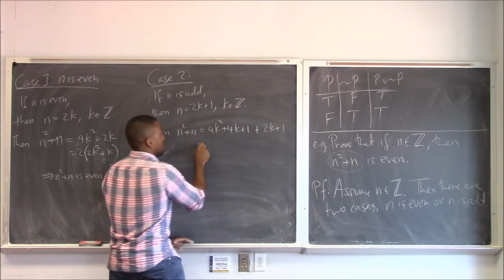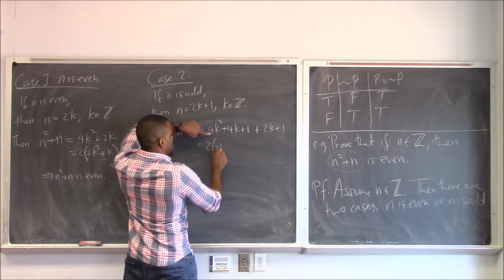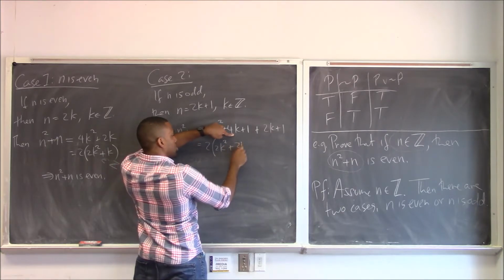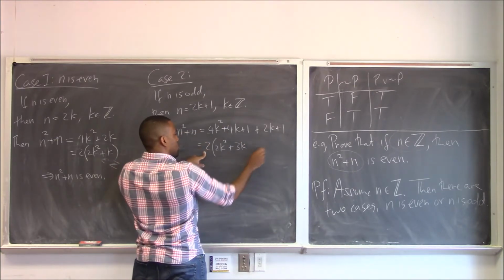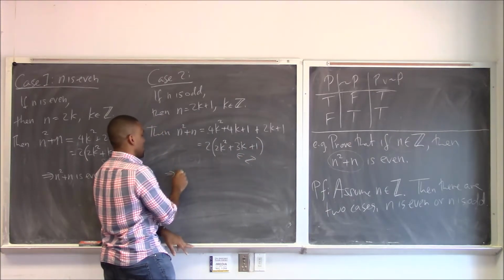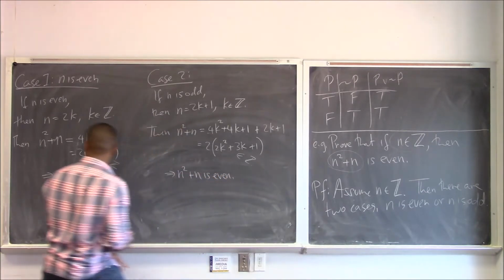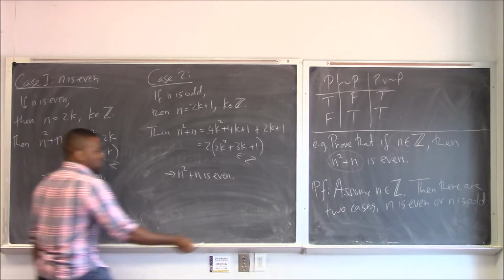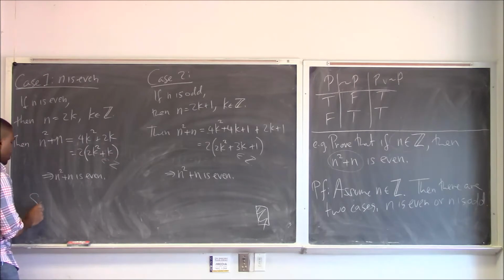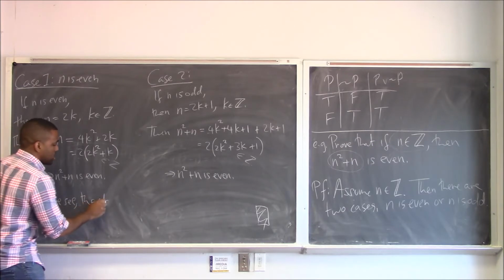And I'd be able to factor out a 2 here. So this is 4k squared, that's 2k squared. This would be 4k plus 2k, which is 6k, so that's 2 times 3k. 1 plus 1 is 2, factor out a 2, I get a plus 1. This is an integer, and so n squared plus n is even again. You could end the proof right here, but they'd usually end by saying something like, so we see the claim holds in all cases.